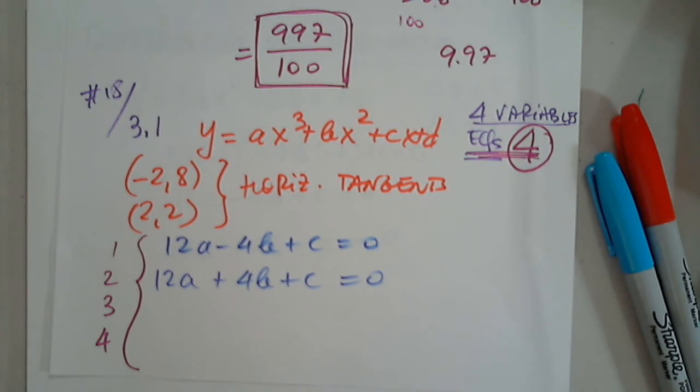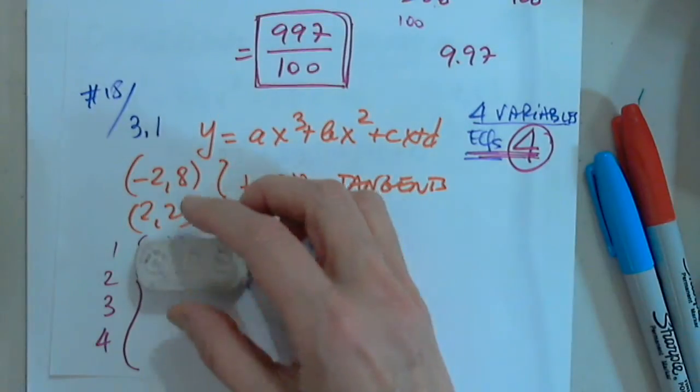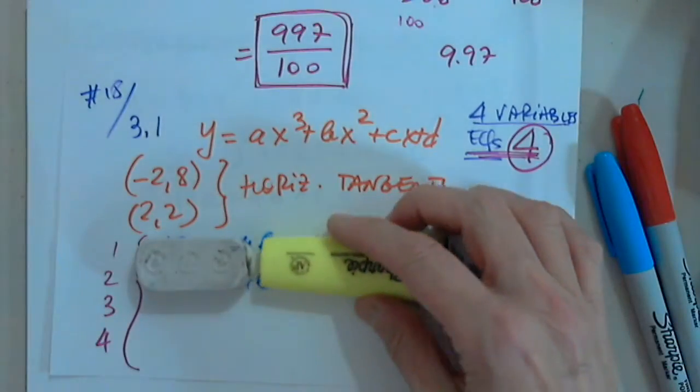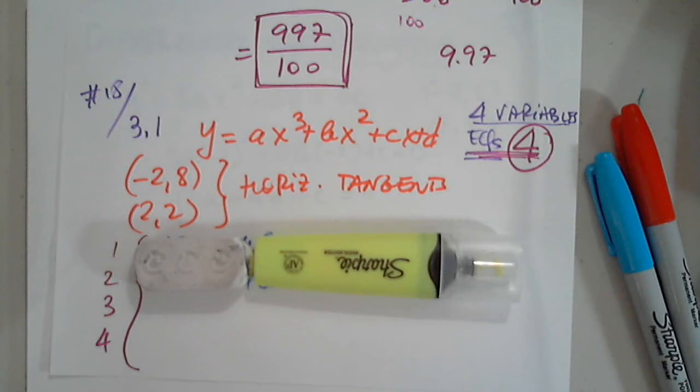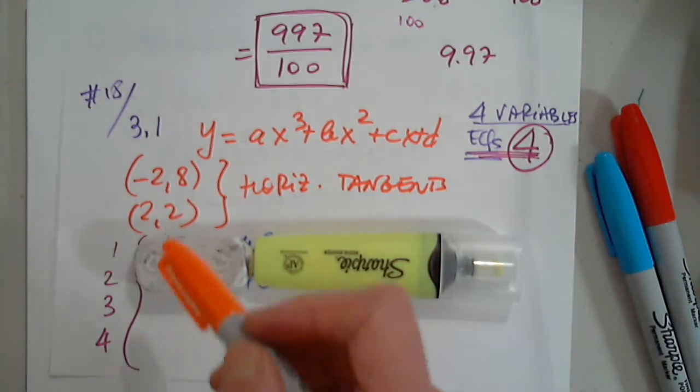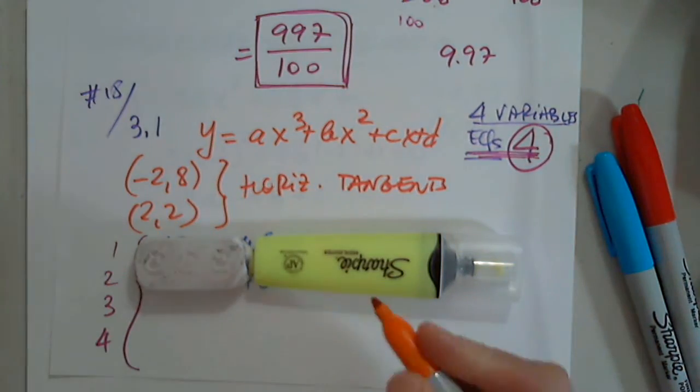Take the difference between the two equations, and you'll wind up with negative 8B equals 0, or B equals 0. 2 more equations, please. I can't use what I have and create a third one. I need 4 different conditions, totally independent. Plug 2 and negative 2 into the function. Of course. Plug in negative 2 in here, and what do I get?